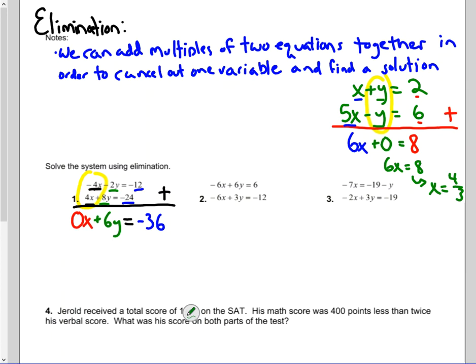And now we just have an equation with one variable. Because 0 times x is 0, we're just left with 6y is equal to 36. So when we divide both sides by 6, we get y is equal to 6.